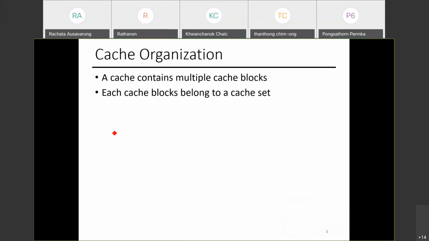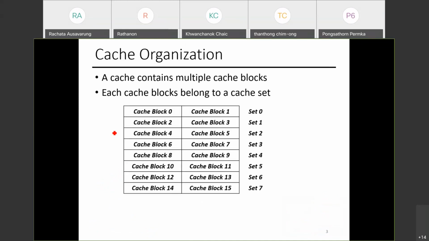Cache organization. This is, I think, the third time you see this slide, so I'm gonna go quickly. Basically, this is how cache works. You have a cache block, for which you specify the size. It can be 64 bytes. It can be 32 bytes. In our assignment, this is 32 bytes.